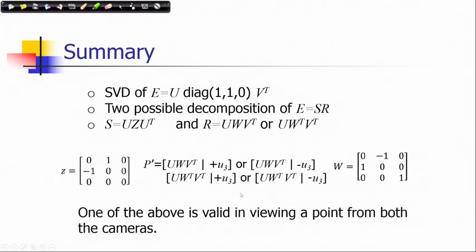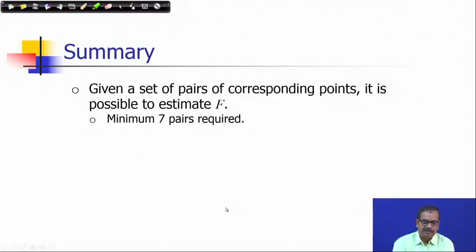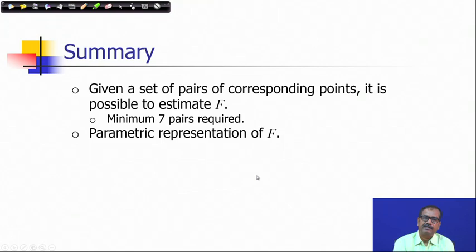And one of the above is valid in viewing a point from both the cameras. And then we discussed also estimation of fundamental matrix. So, given a set of pairs of corresponding points, it is possible to estimate fundamental matrix. Minimum 7 pairs of points required. We have discussed one particular method where we have seen how the eigenvectors corresponding to 0 eigenvalues are used in this case.